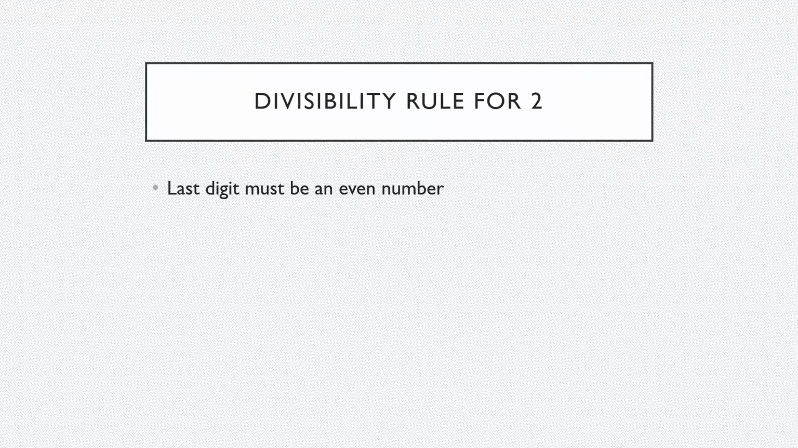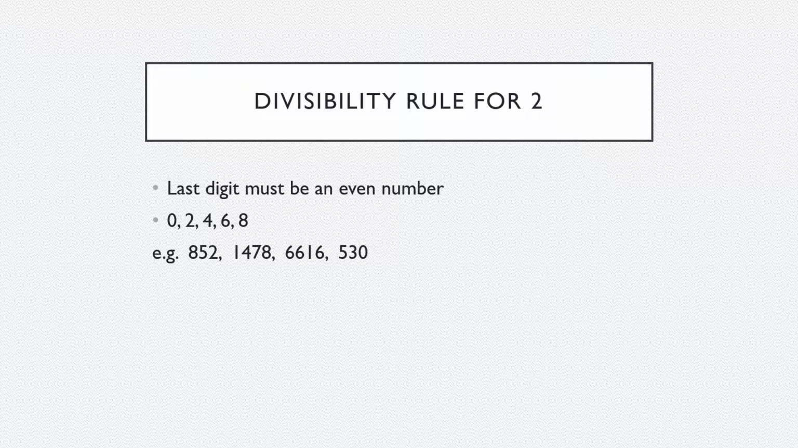First is the divisibility rule for 2. This is a rule I believe every student is already conversant with. So it's basically being able to tell if a number is even or not. And we know how to do that by observing the last digit of the number, or the unit digit of the number. If the number in the unit place is even, then it means that number is divisible by 2. So if the number in the unit place is a 0, a 2, a 4, 6, or an 8, then we can conclude the number is divisible by 2. Some examples are 852, 1478, 6616, and 4530.